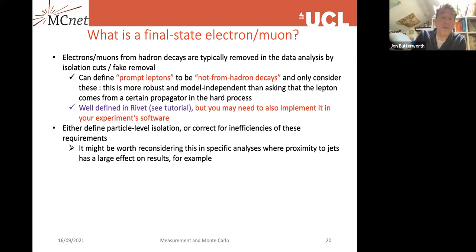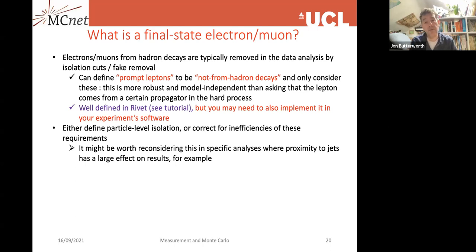You may, in some analysis, of course, want to measure the leptons from hadron decays, and we can do that too. It's a decision you have to make. That's quite a robust and model independent way of distinguishing between two classes of lepton. It's more model independent than asking if the lepton comes from a certain propagator, for example, in the hard process. You can implement this in tools like Rivet, which I hope you have come across in the tutorials already. But you may also need to implement such a distinction in your experiment software.